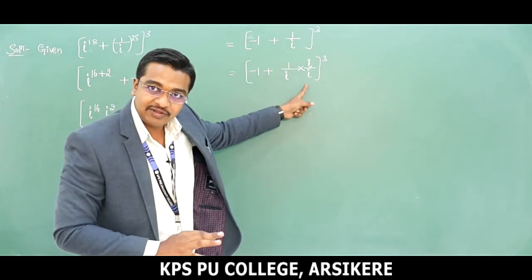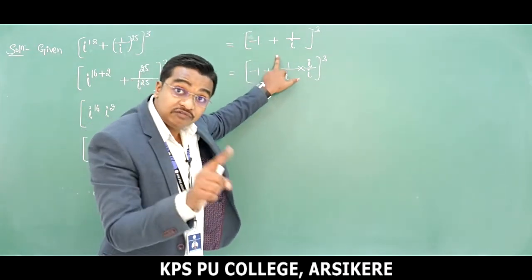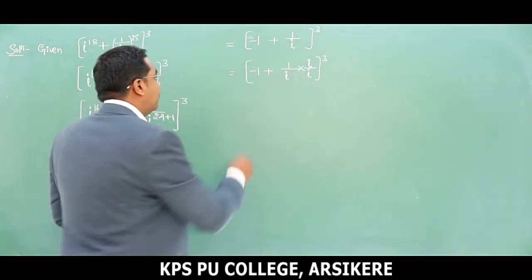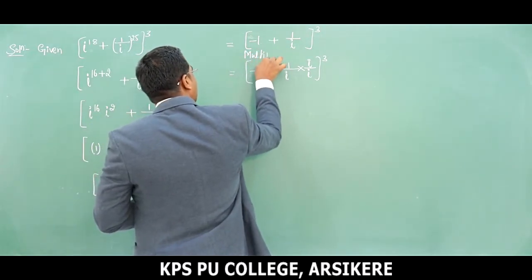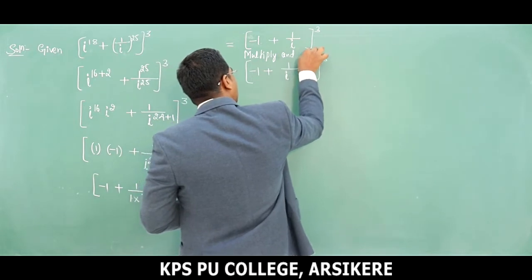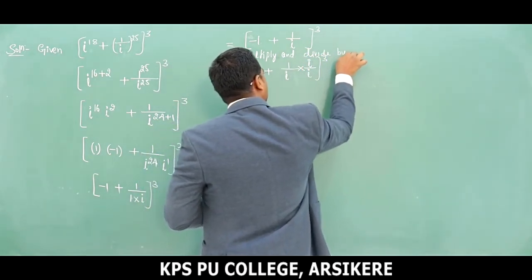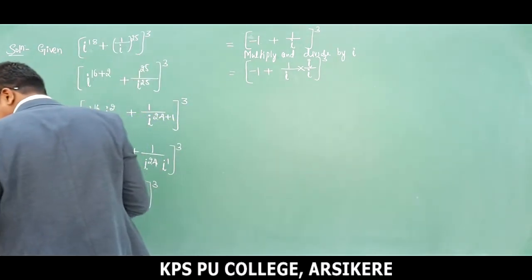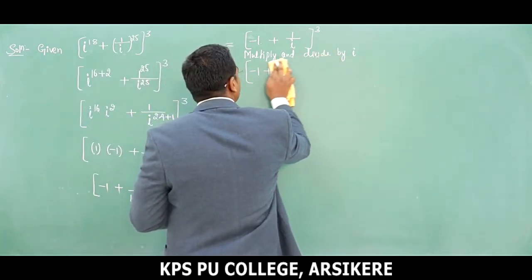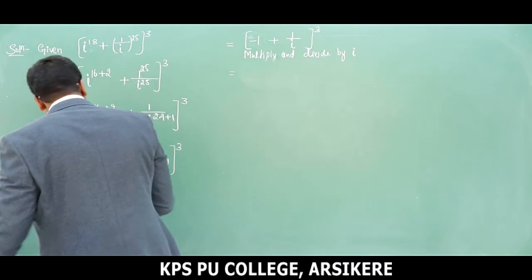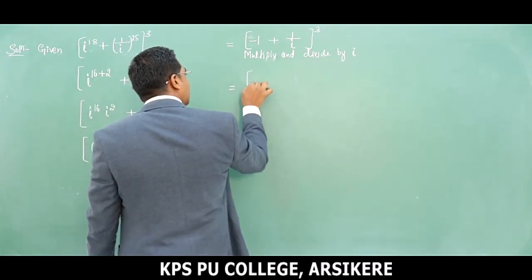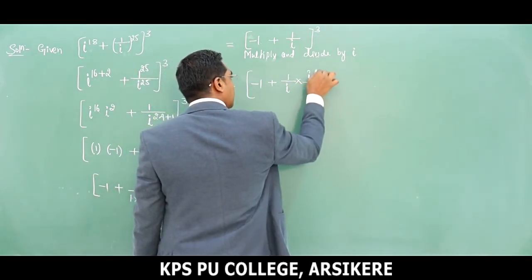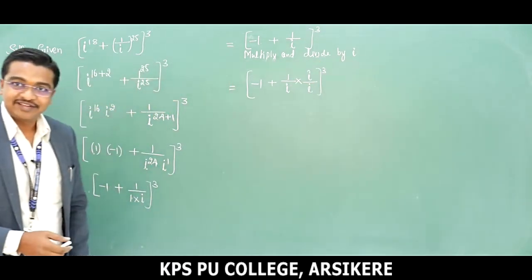Next simplification becomes easy. Either multiply and divide by the conjugate of the denominator for this term, or multiply and divide by i. Multiply and divide by i for this term. We left it here: minus 1 as it is, plus 1 divided by i, divided by i, whole power 3. Clear? Whole power 3.